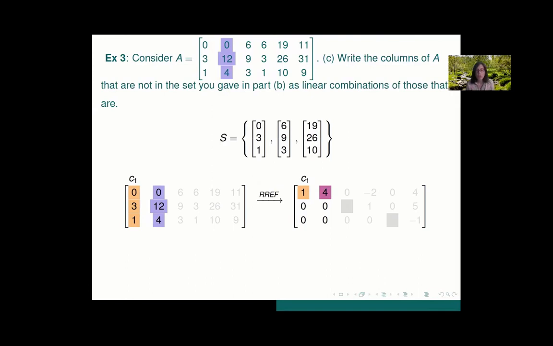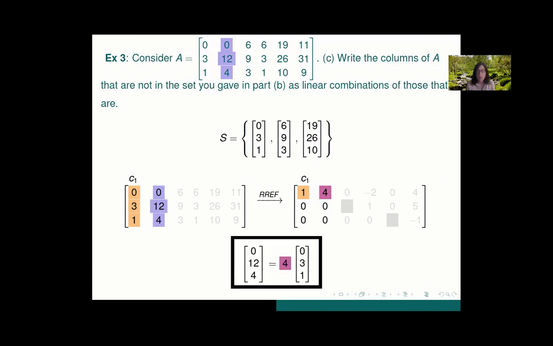Because the reduced row echelon form has pivots that indent from left to right, we can actually write any linearly dependent column of A as a linear combination of the columns to the left of it in the matrix. For this reason, I'm going to totally ignore the columns to the right of my vector 0, 12, 4. I've put them in light gray to indicate that they've been ignored. I'm solving the system C1 times the first column of A in orange is equal to the second column of A in blue, and the reduced row echelon form says that C1 equals 4. Therefore, the second column is equal to 4 times the first.